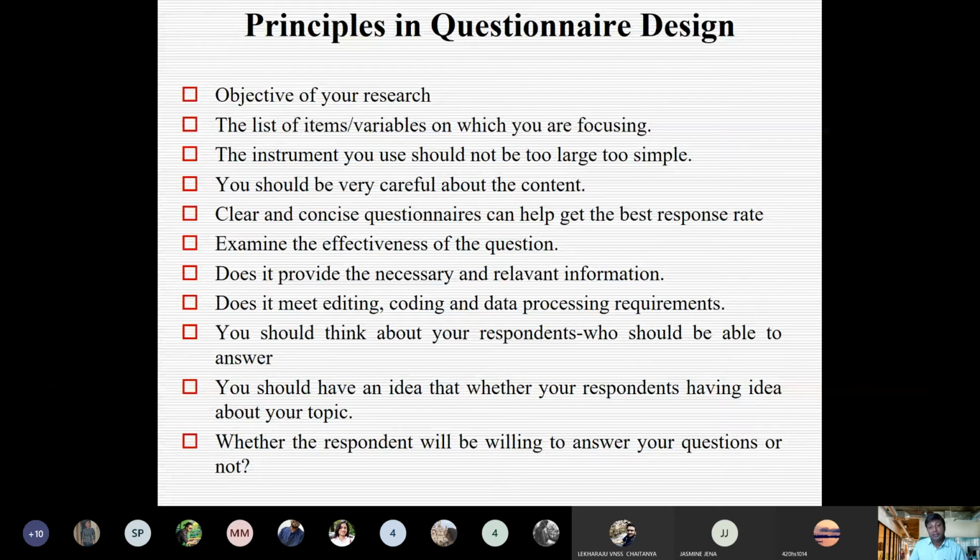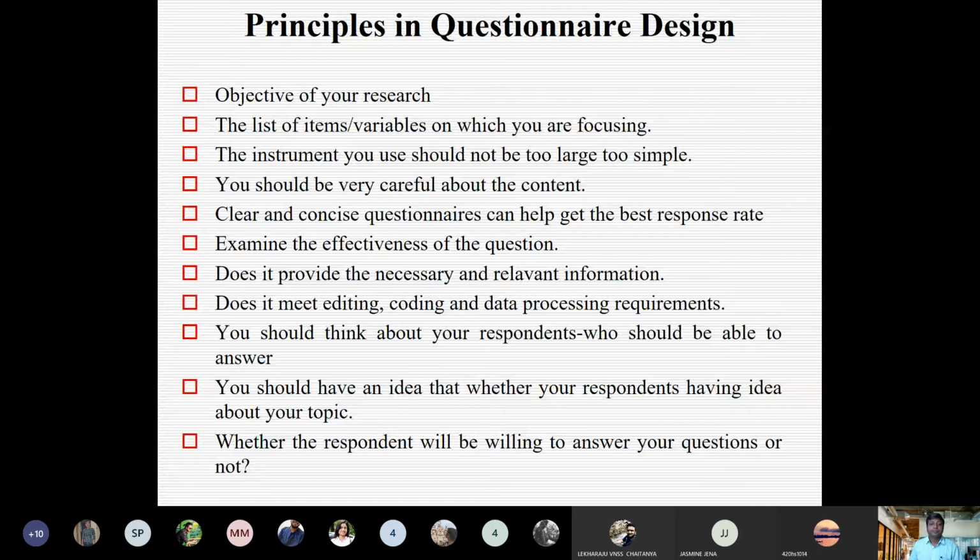The second thing is the language problem. If I am sending the questionnaire in English by post, and the respondent is not able to read and understand English, that is again a problem. So I have to look into the vernacular language, and even then, whether that person is literate or illiterate, whether he or she is able to read or not, should also be part of my consideration while designing the questionnaire.